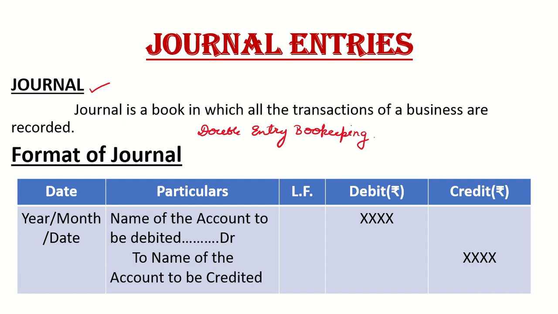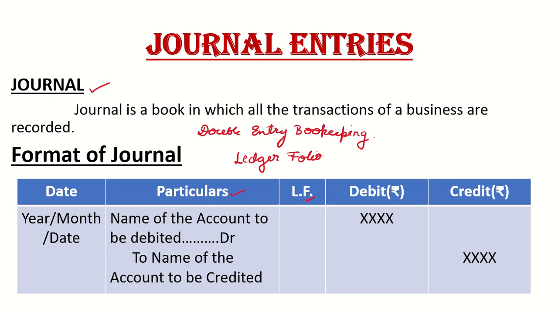Okay, so we'll see the format of a journal. Here it has five columns. First is date column in which date is mentioned. Second is particulars column where the name of the account to be debited and the name of the account to be credited. Then third column is LF column. So what is LF here? LF is ledger folio.